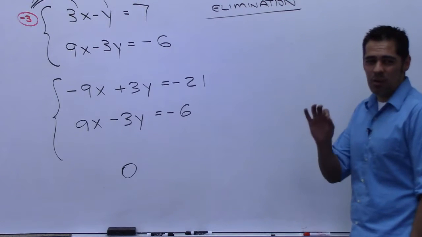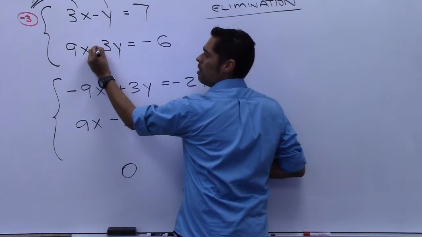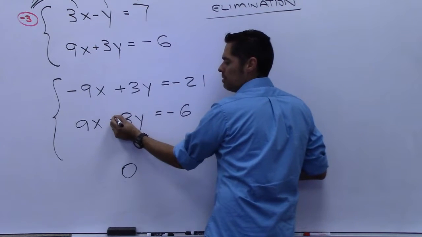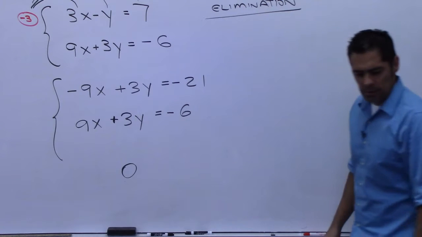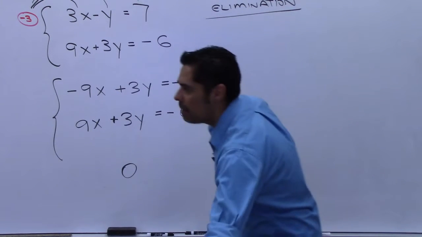Can I just change one little thing? Change the line. I'm just going to change this to a plus. Can you all change that to a plus to start the problem? Okay. And then change that to a plus. Now when we add straight down, what happens?